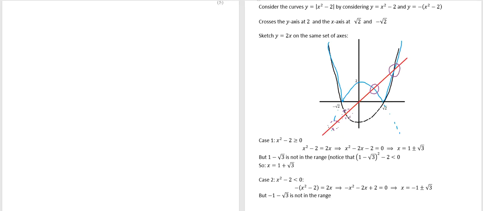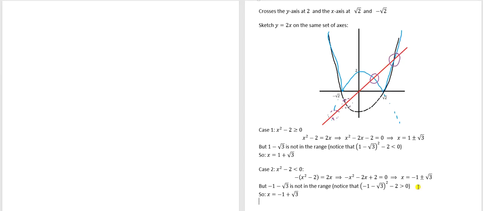I can say here that minus 1 minus root 3 is not in the range. This must be the very furthest to the left of our phantom solutions. We can justify it by saying that if you square minus 1 minus root 3, you take away 2, you get an answer that's bigger than 0 instead of less than 0. So that's the algebraic justification for rejecting that solution. And that leaves us with the other one, x is minus 1 plus root 3.